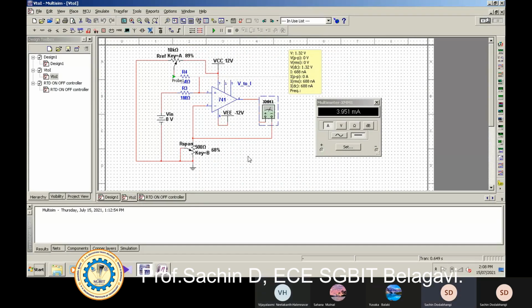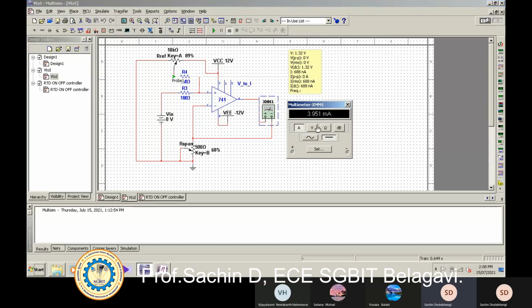I have opened the Multisim now. Already I have designed it here. For 0 volt, you can see the input voltage is 0 volt here. Look at the cursor. Input voltage 0 volt. And look at the milliammeter. Here the milliammeter is here. Here you can see. Okay.